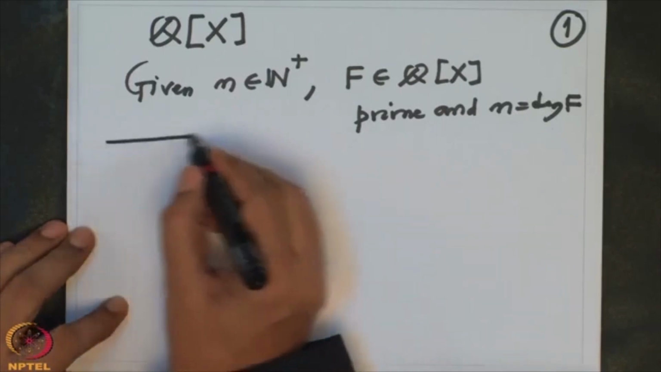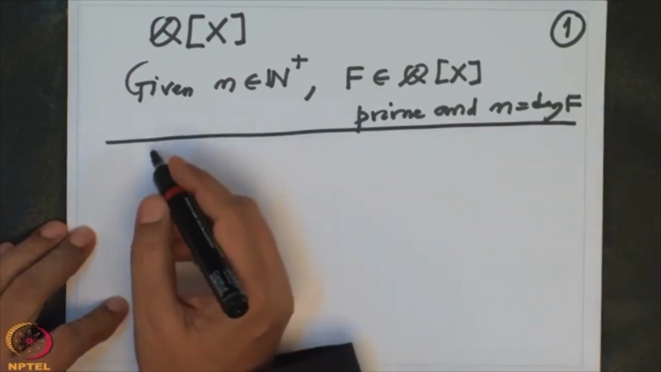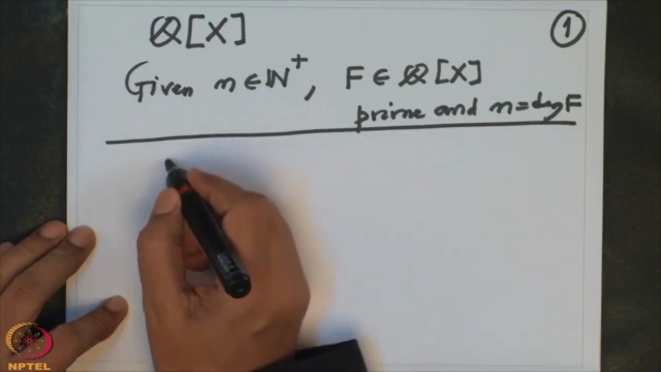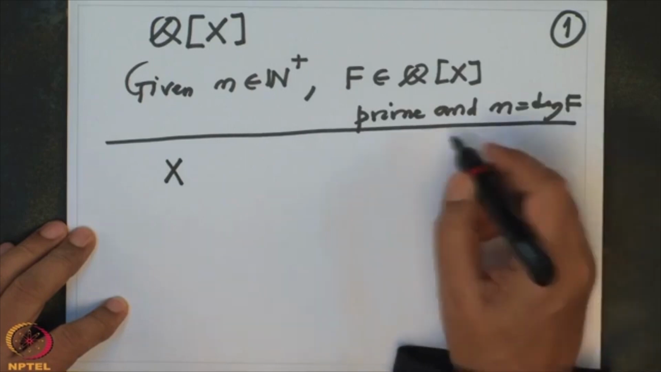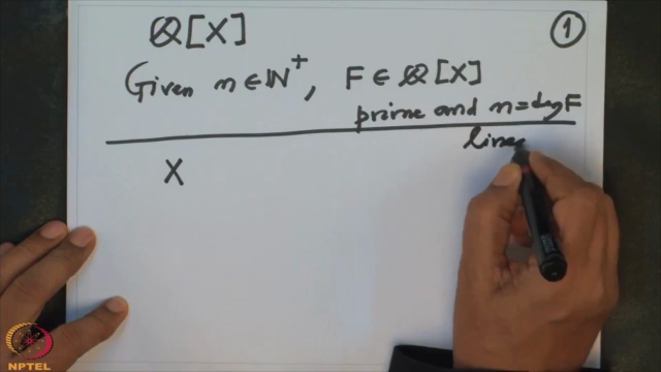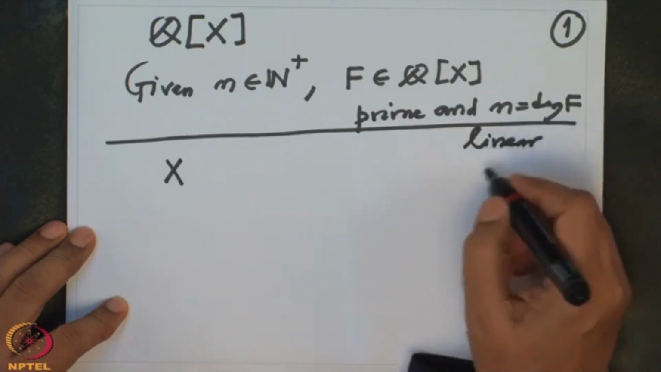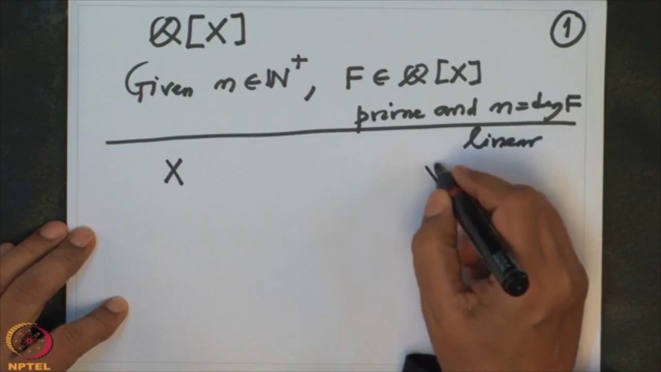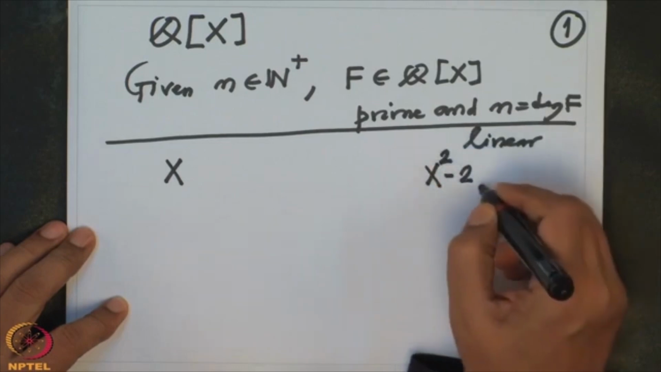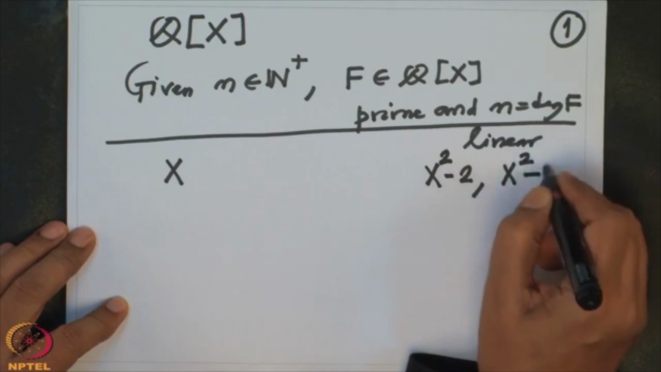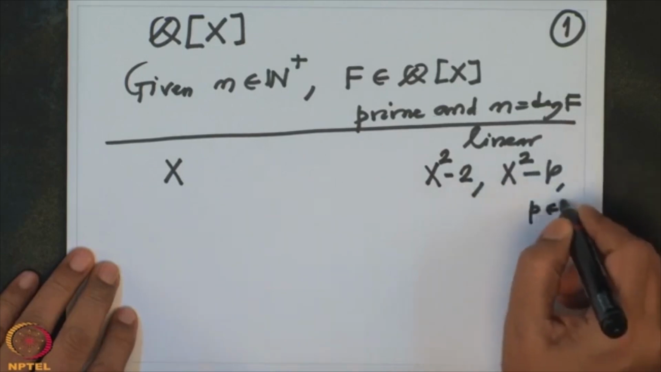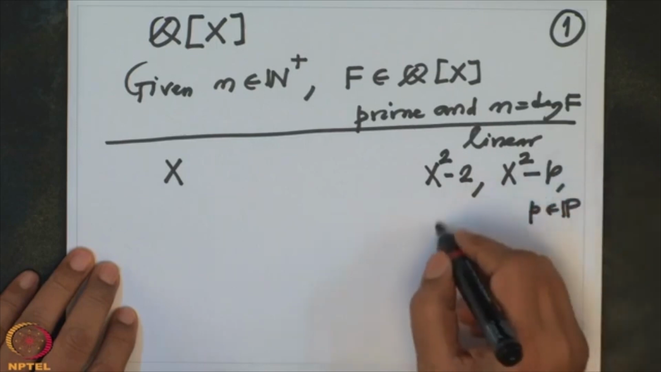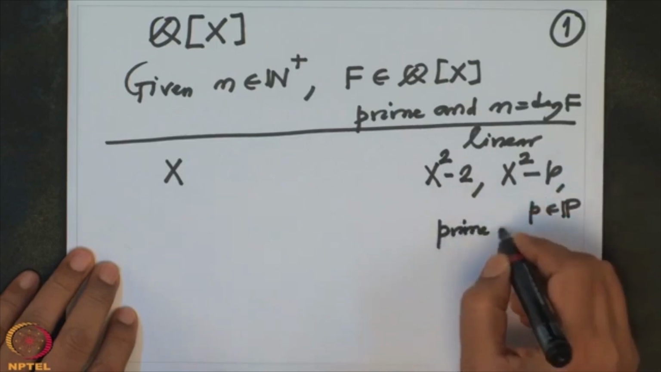This is what I want to show. So first let us consider polynomials. Of course, linear ones exist. There are many linear polynomials which are prime, and many quadratic ones, degree 2 also, for example x squared minus 2, or more generally x squared minus p. As p varies over prime numbers, these are all degree 2 and they are prime polynomials in Q[x].